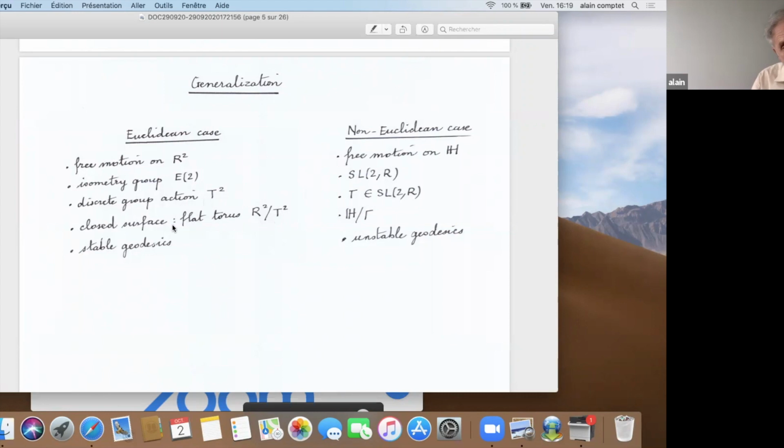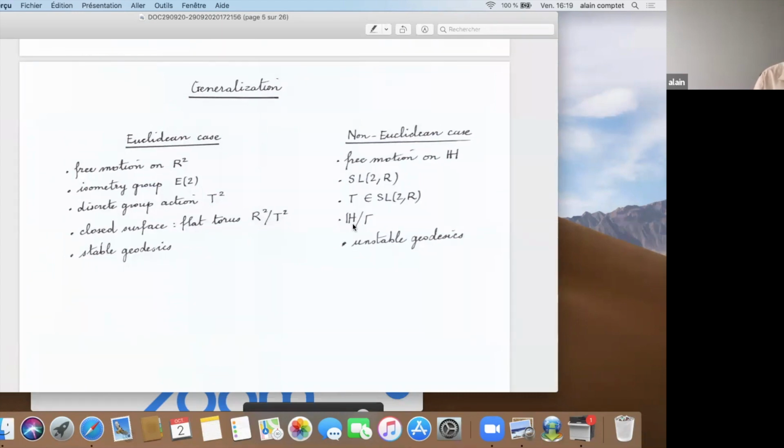And the closed surface, which is the flat torus, will be replaced by a certain Riemann surface. So these are the different steps that I would like to discuss, to review. And then we will see how magnetic fields appear in this game.